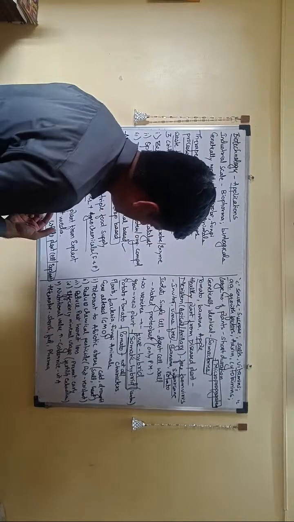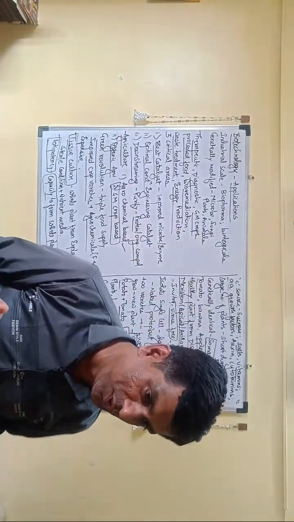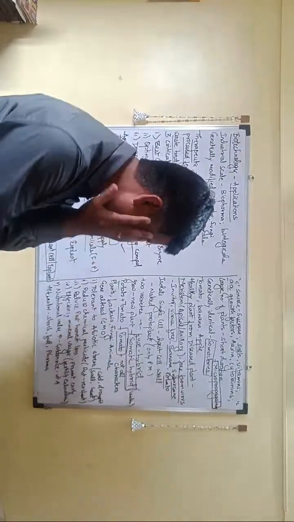But tomato is a fruit, but potato is a stem. But we are not doing morphology. Oh, we are not doing morphology.